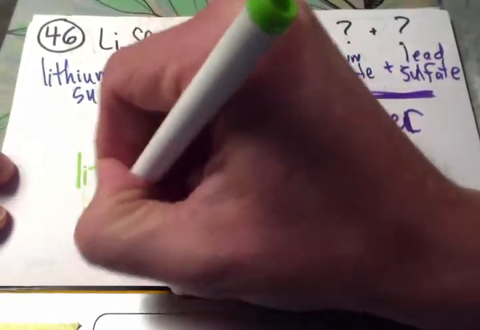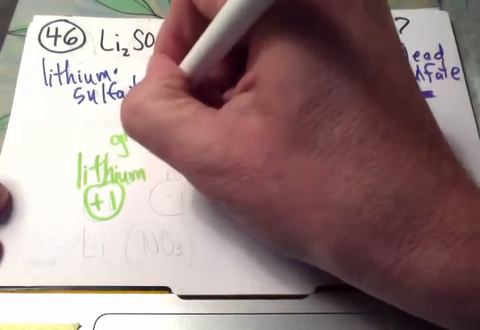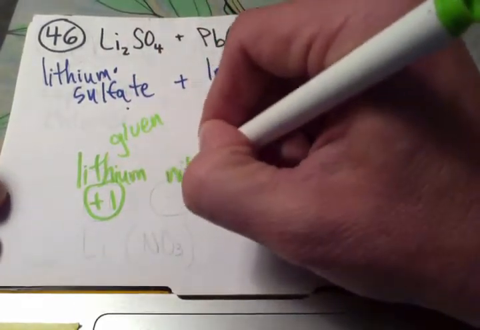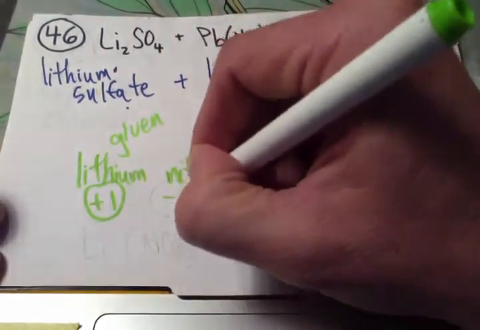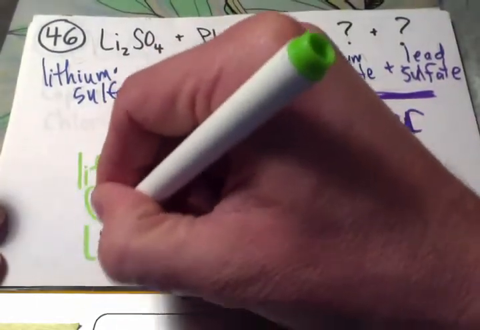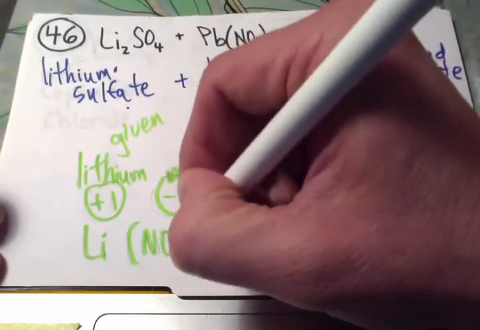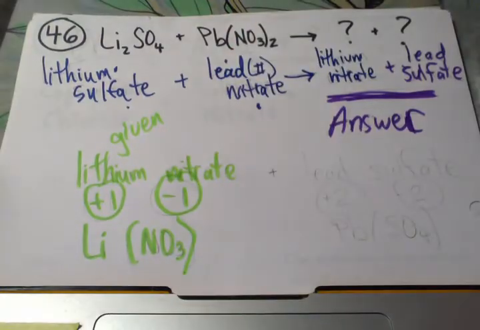So lithium, look it up, you're given charges, please remember you're given charges. Nitrates, just remember the NO3s are always the polyatomics. And one of each.